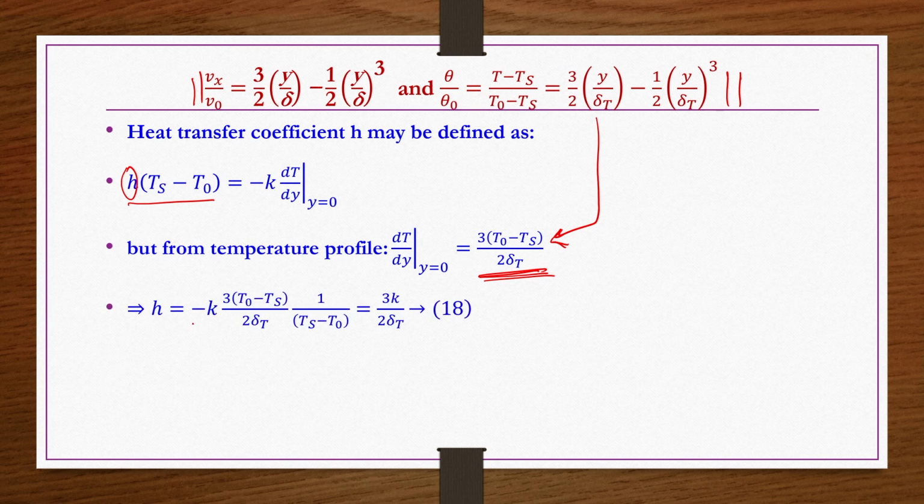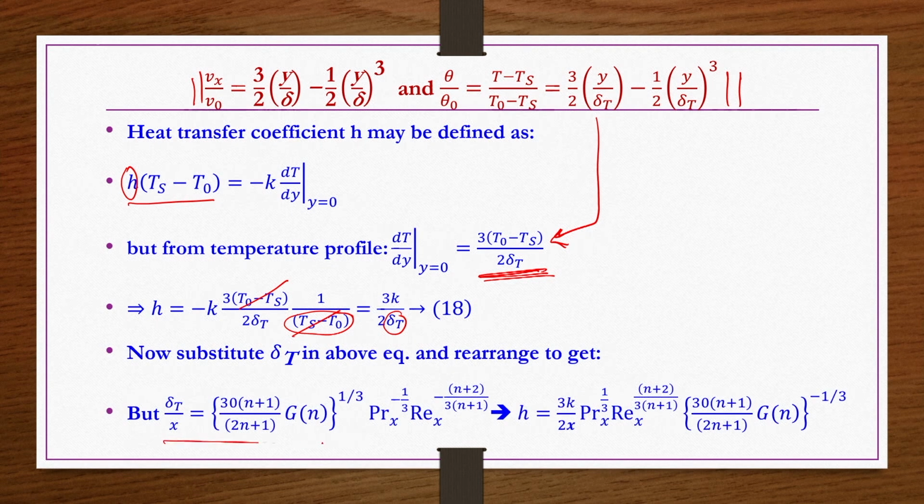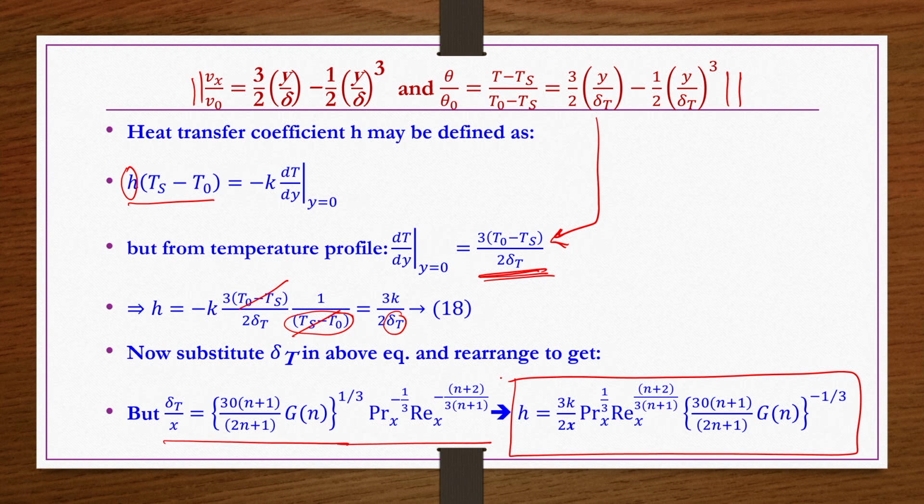So, then h you will get as minus k times 3 (T naught minus Ts) by 2 delta T, where the left-hand side Ts minus T naught was brought to the right-hand side. So, this is cancelled, and you have 3k by 2 delta T. Delta T for this combination of velocity profile and temperature profile is nothing but this one. So, h you will get this one after substituting delta T here and rewriting. So, you will get this one.